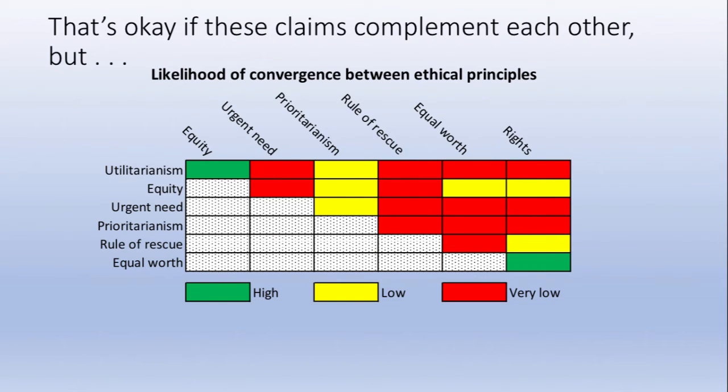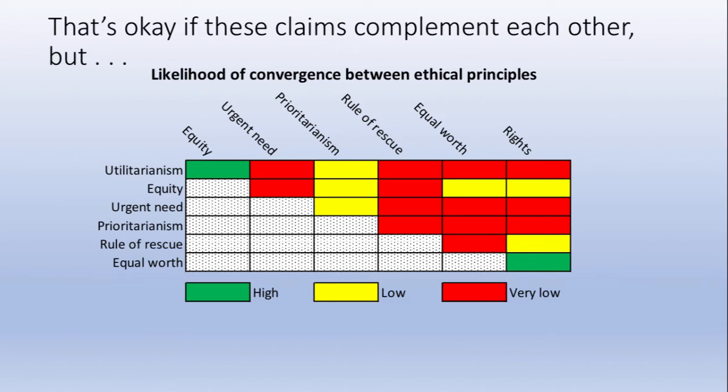But that's not true. I put together a little schematic here which shows that for the most part, these principles conflict with each other. So I've paired each principle with each of the others, and at each intersection, at each pair of principles, I've indicated whether, in my assessment, the likelihood of convergence, of agreement between the principles is high, green, low, yellow, or very low, red.